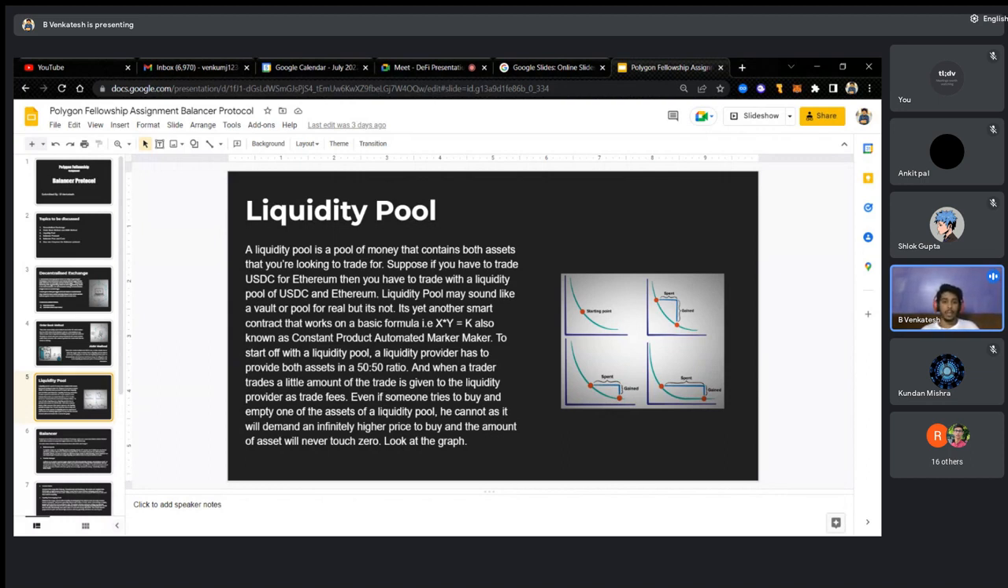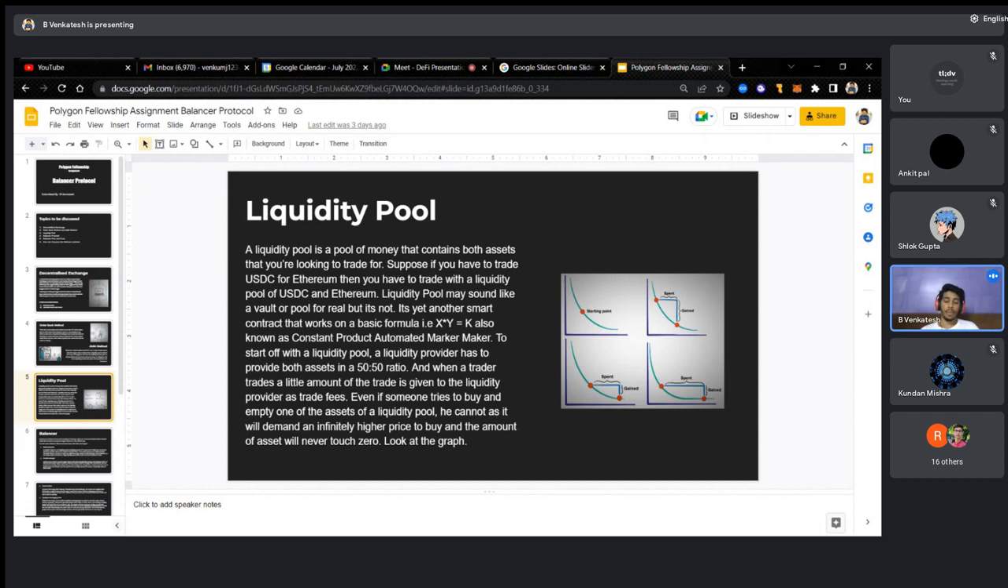What a liquidity pool does is that, suppose you have to trade between USDC and Ethereum, right? If you buy USDC, the price of USDC increases because we use a formula in the liquidity pool, which is X into Y is equal to K, which is a constant. We have to maintain this formula all through the liquidity pool. Okay, so you can see this graph. Even if you buy a lot of USDC, if you have to buy Ethereum, you have to give a lot of USDC.